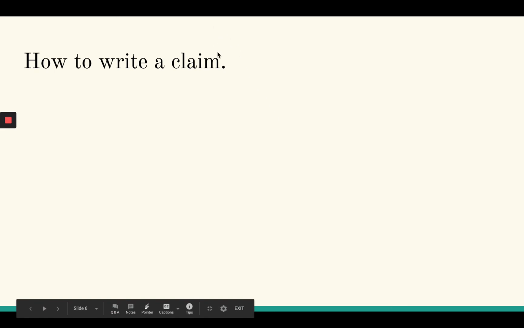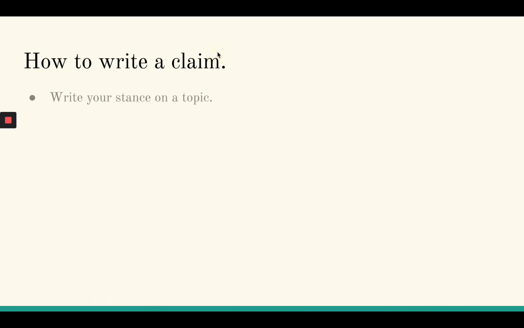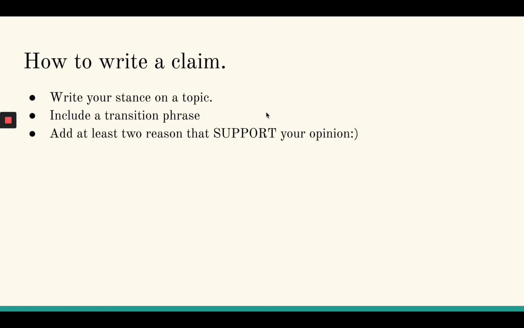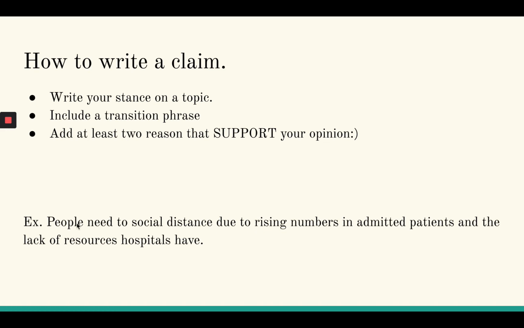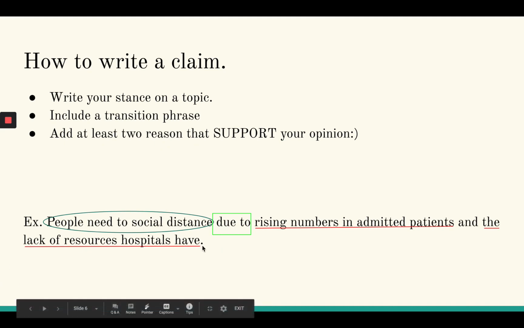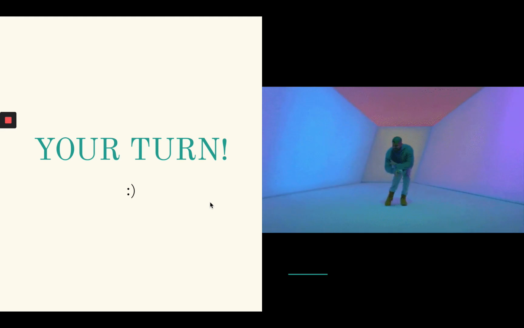So, how to write a claim, which is one of the most important things ever in English writing. Write your stance on a topic. Include a transition phrase. That's what was boxed in the very beginning there in the green box. Add at least two reasons that support your opinion. So again here, we have people need to social distance. That is the stance. Due to, that is the transition phrase. And at least two reasons that support the opinion, which are one, rising numbers in admitted patients, and two, the lack of resources hospitals have.